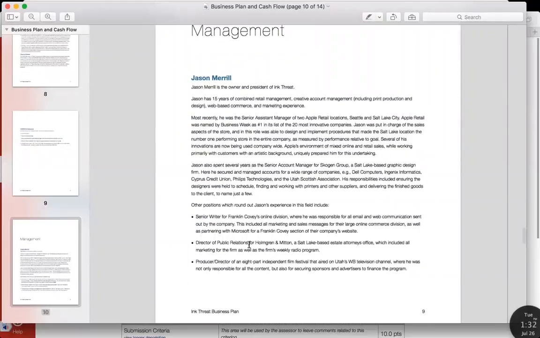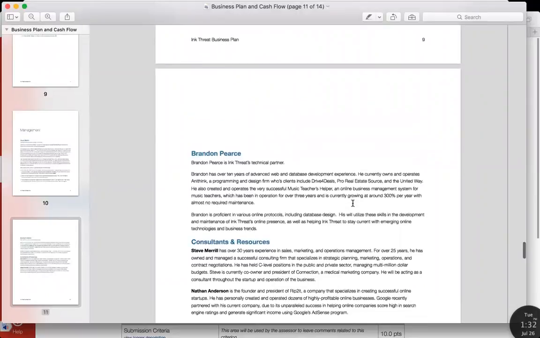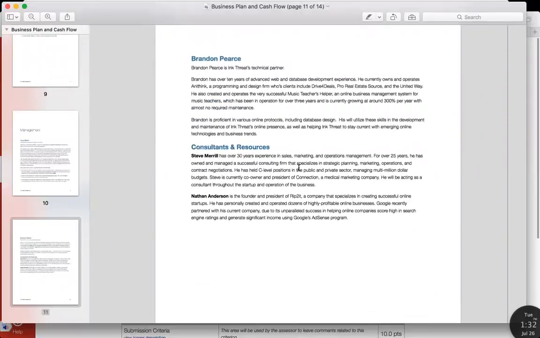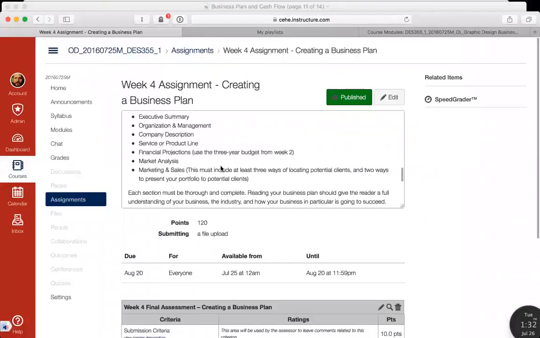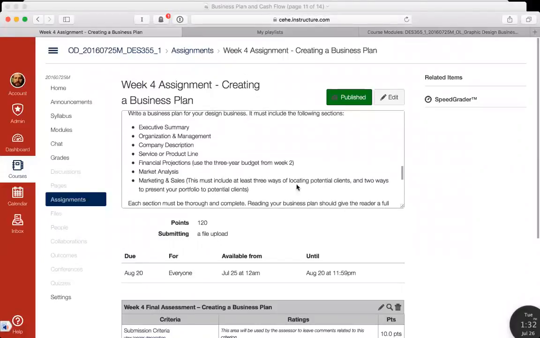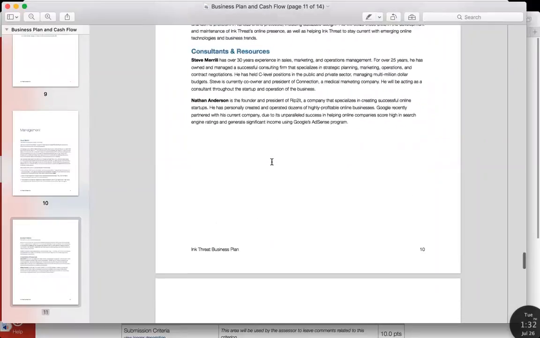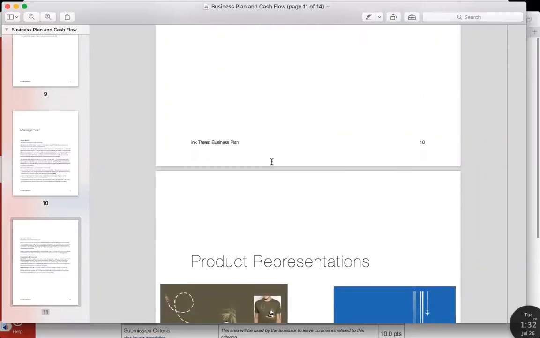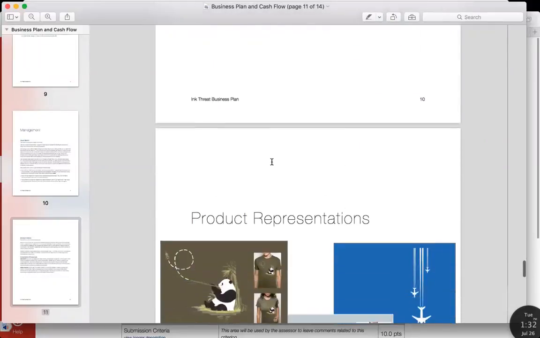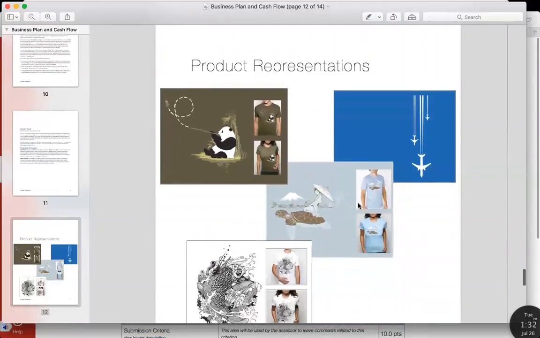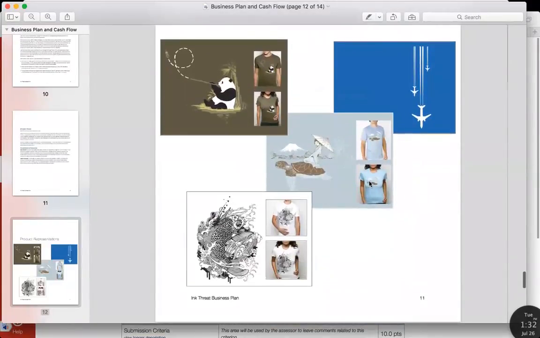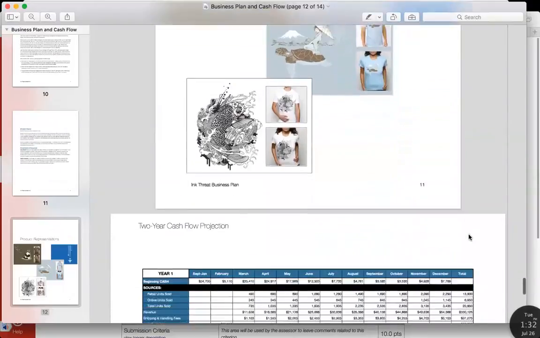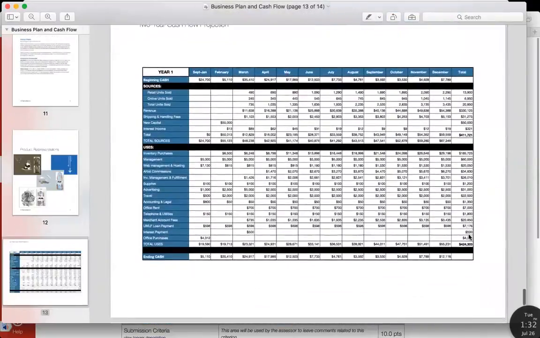Management, this is who am I? Like, who's going to be part of this? Brandon Pierce was a guy working on the website with me. I had a couple of consultants and resources that are going to be working with me. This would be the same as your organization and management. Up higher, I've said that it's an LLC, so that would be the organization. This is what's called an appendix, where you just have additional information. So these were some examples of some of the designs that we had. And then my cash flow projections.